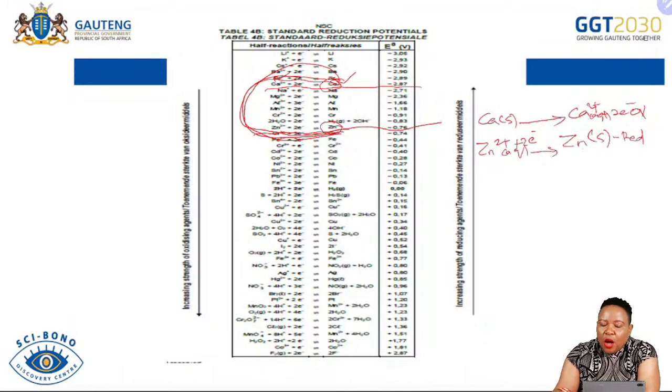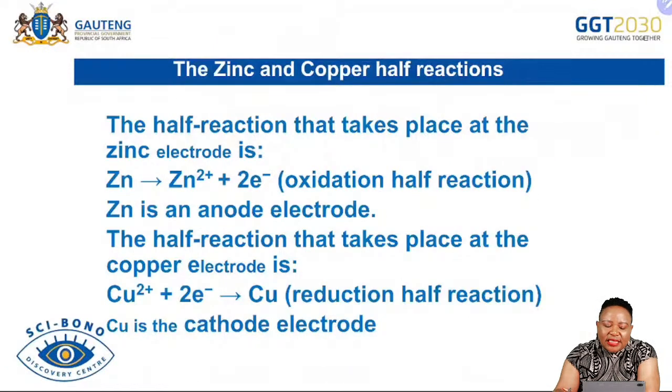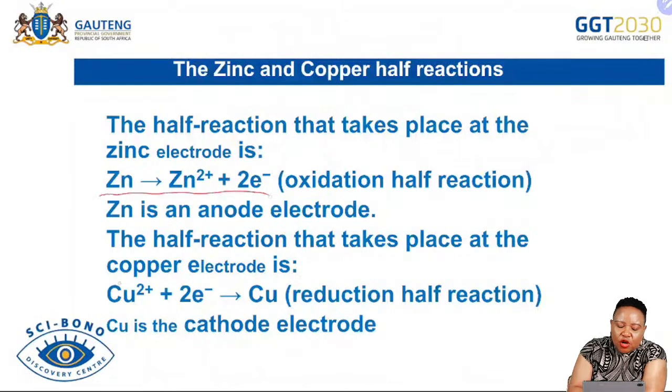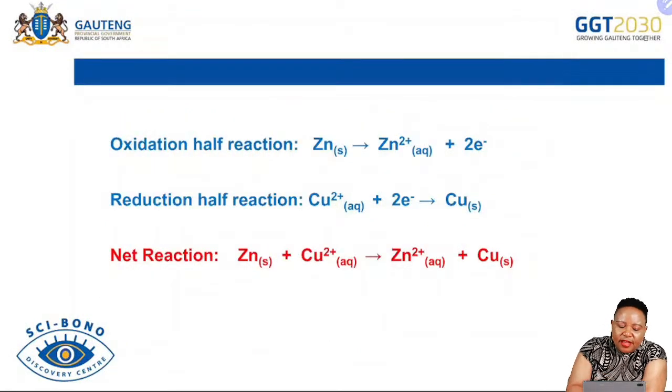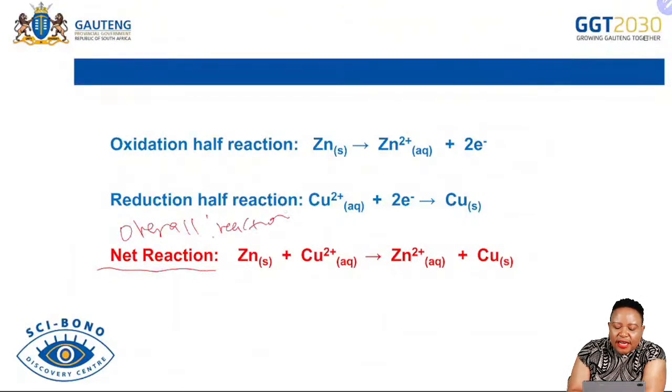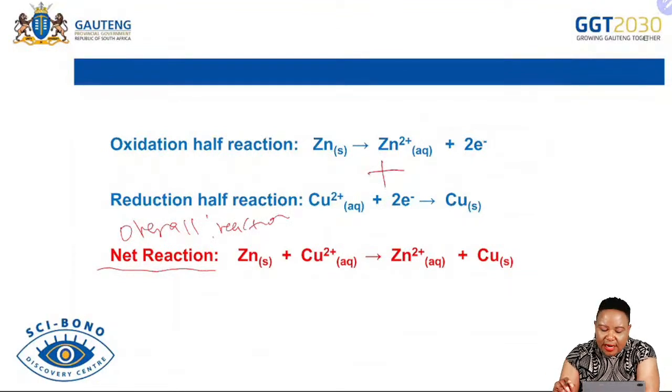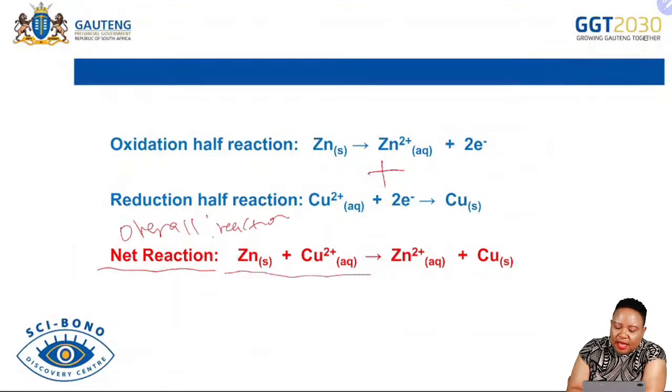And also, we need to know how we write our overall cell reaction. This can be an example between the zinc and copper half cell, the example that we're giving in terms of electron transfer. This one is a net cell reaction, or normally we call it an overall reaction. An overall reaction is when we combine the two half reactions to make one reaction. So you can see here that this is an overall reaction, and we don't include electrons anymore.